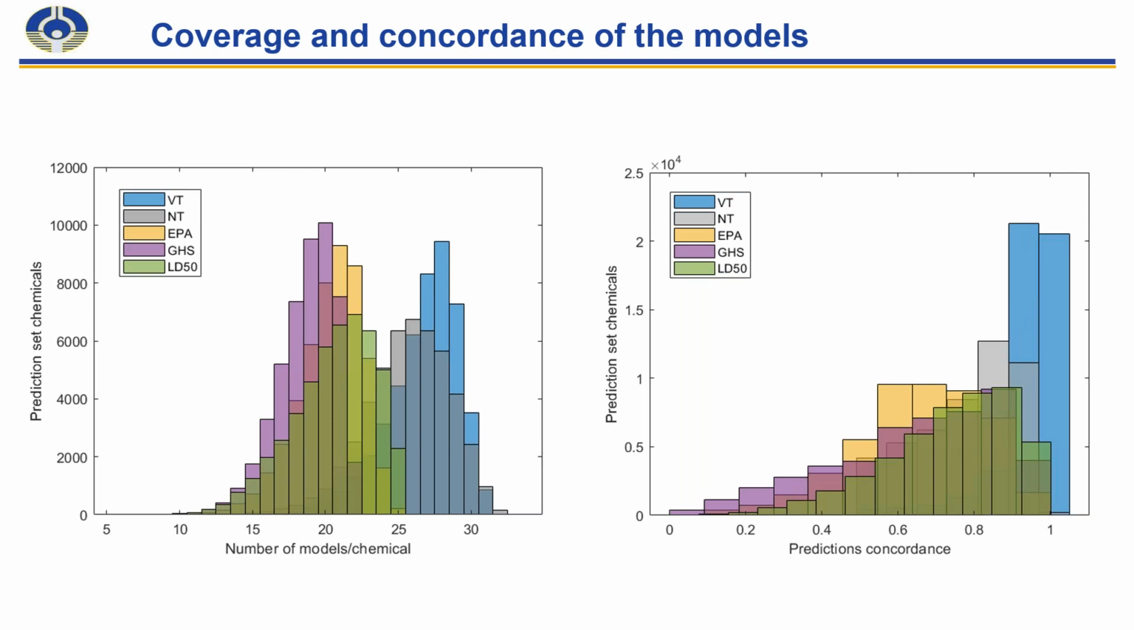And as expected, the binary hazard models agreed more often, and then the more difficult endpoints like the multi-class models and the continuous models had more of a spread across all the different modeling approaches as far as their concordance across the prediction set chemicals.